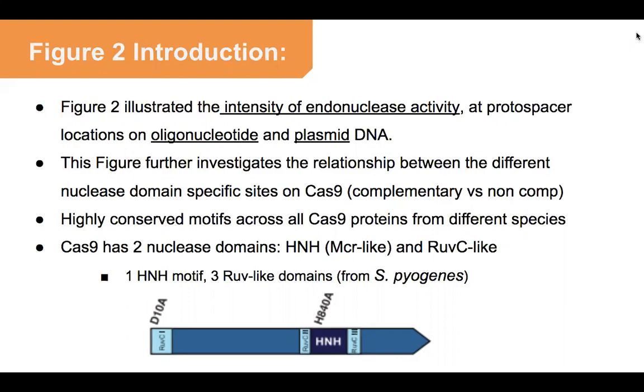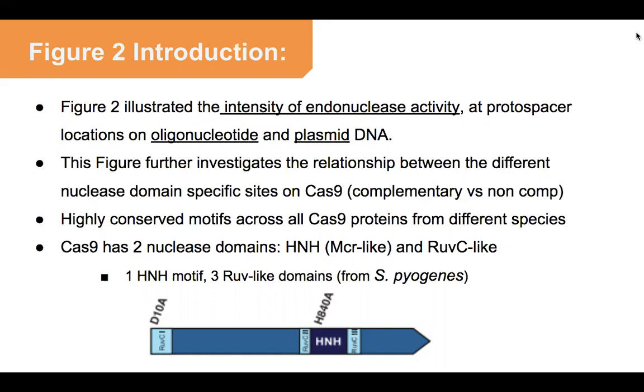Hello, I'm responsible for illustrating Figure 2 of the scientific research paper, which looks at the CRISPR RNA complex, its interaction with Cas9, and its ability to cleave plasmid DNA and oligonucleotide DNA, simulating what happens in real life with viral infections and plasmids trying to get into bacteriophages, trying to get into other bacteria and infect them. So this figure looks at two specific sites on the Cas9 protein, a complementary site and a non-complementary site.